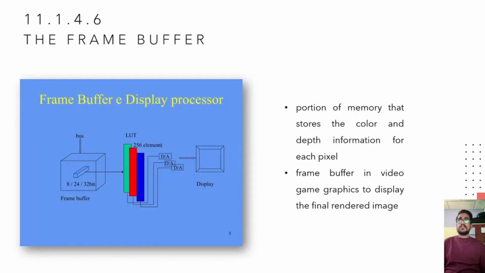Okay. So next is the frame buffer. The frame buffer is actually a simple thing. It's a portion of memory which is used to store the color and depth information. As you can see in the simple diagram on the left here, the bits are temporarily stored in the frame buffer before they go through all the elements for the colors and then to the final output of the display. So the frame buffer will be used to display the final rendered image.